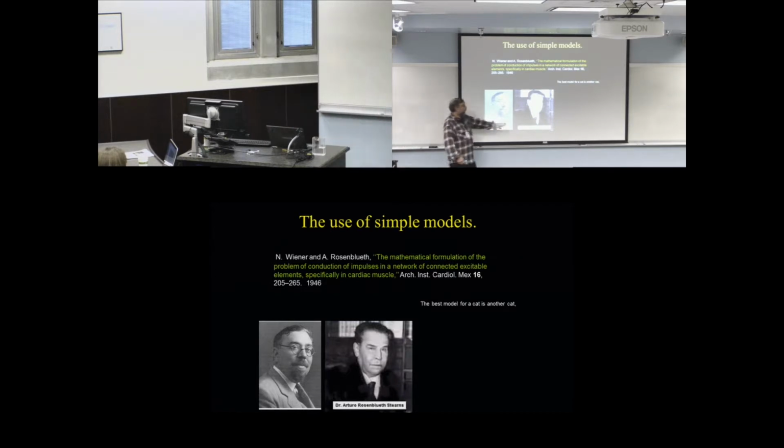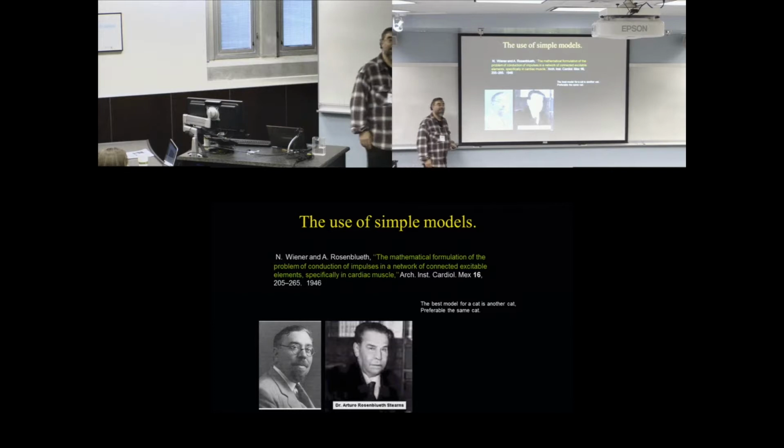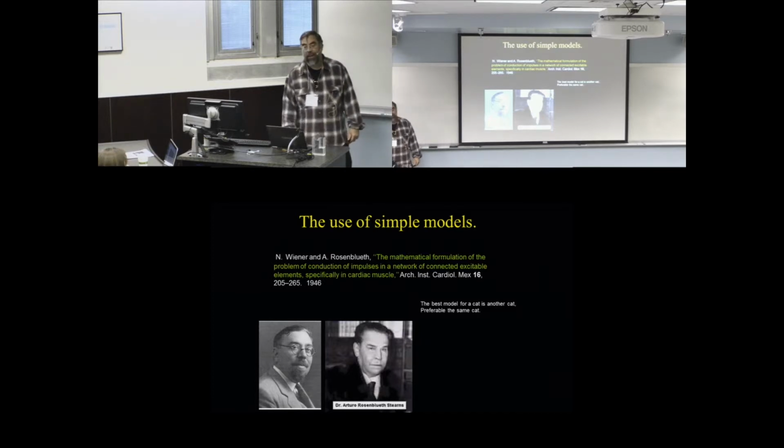One of the things Arturo Rosenbluth used to say, he was a cardiologist and Wiener was a mathematician, so in a meeting like this, it's good to collaborate between two different regions of science. He used to say that when analyzing systems, the best model for a cat is another cat, preferably the same cat. So it shows the variability in biology, right? And models are intrinsically probably not correct by design. So you have to make approximations to see whatever you're trying to study.